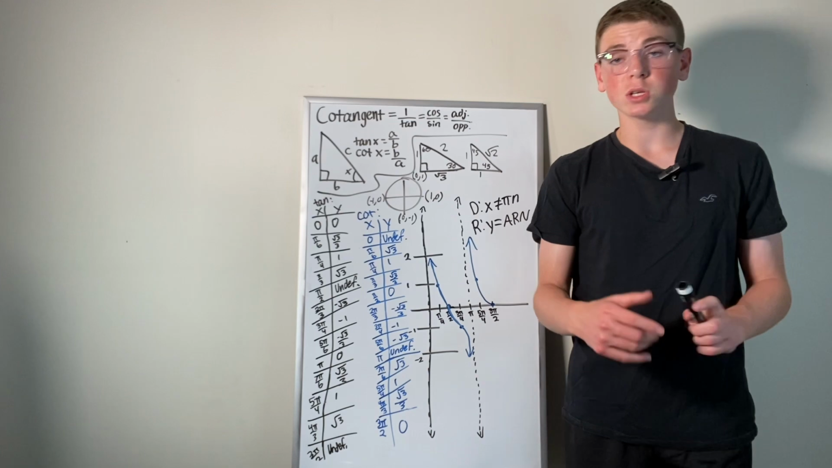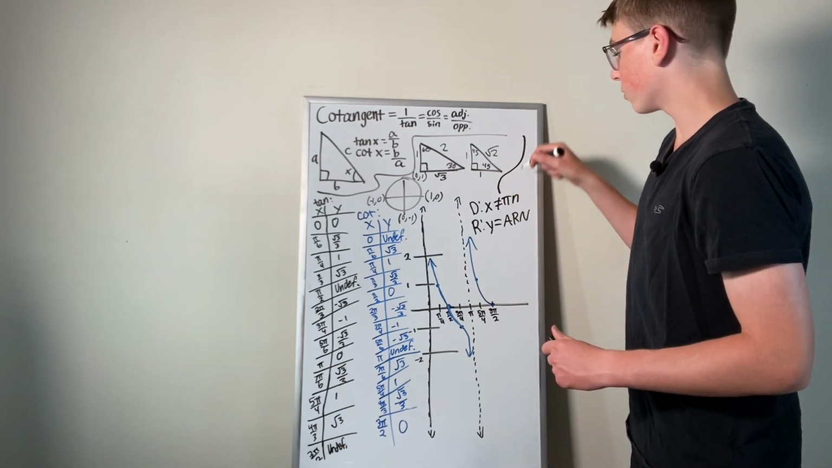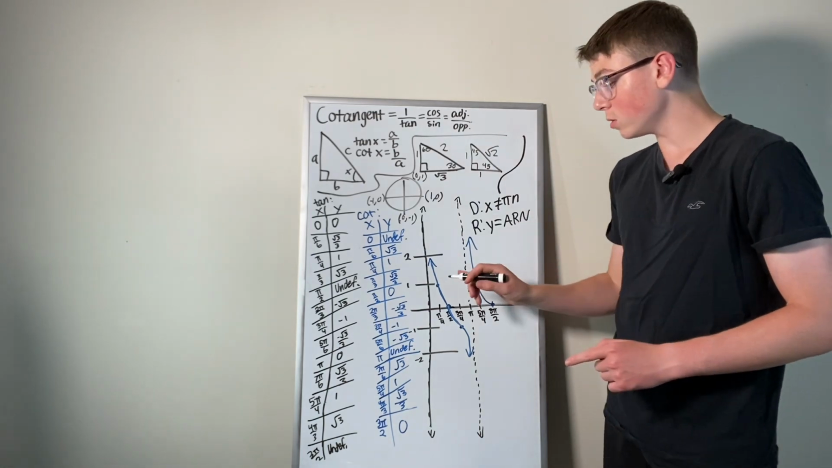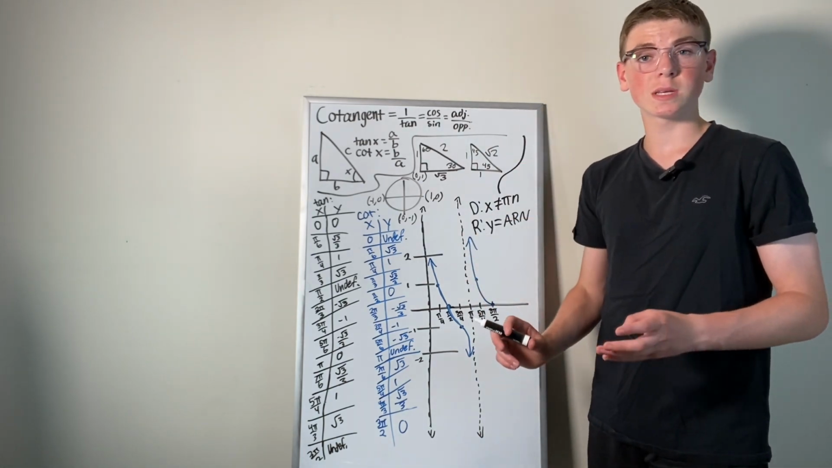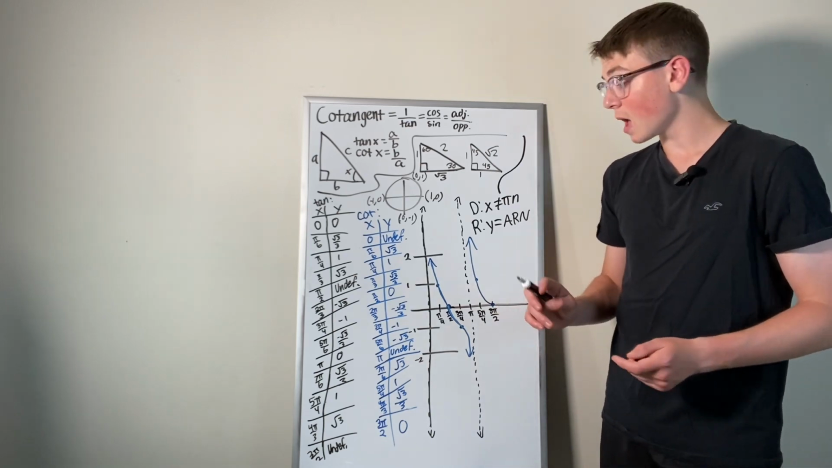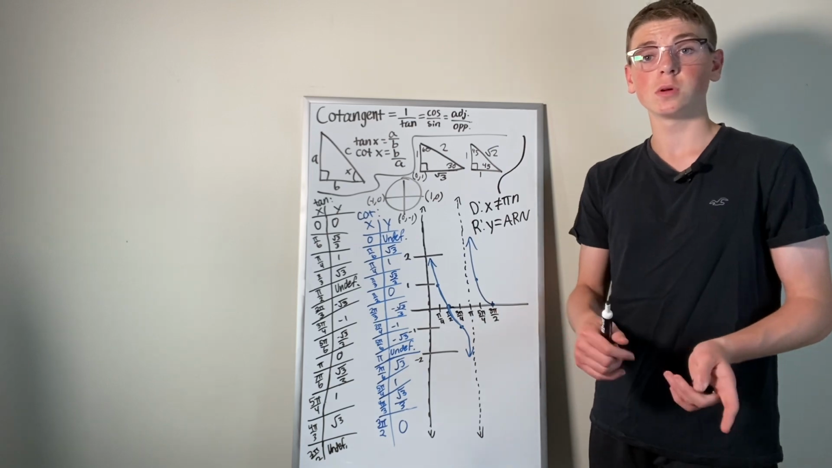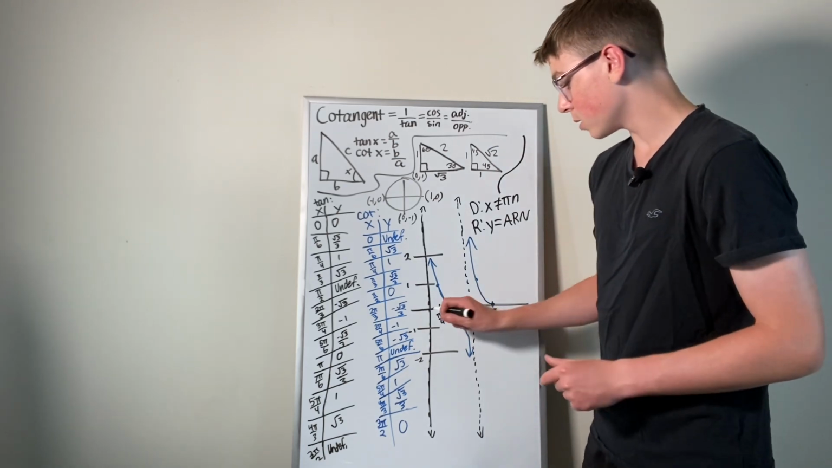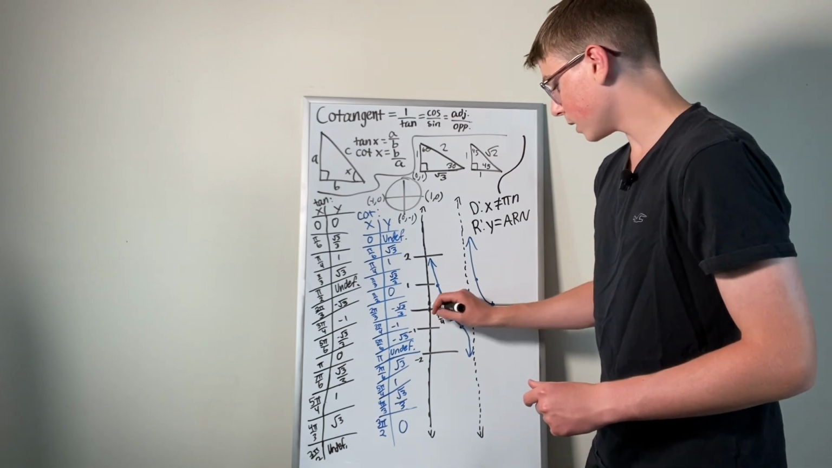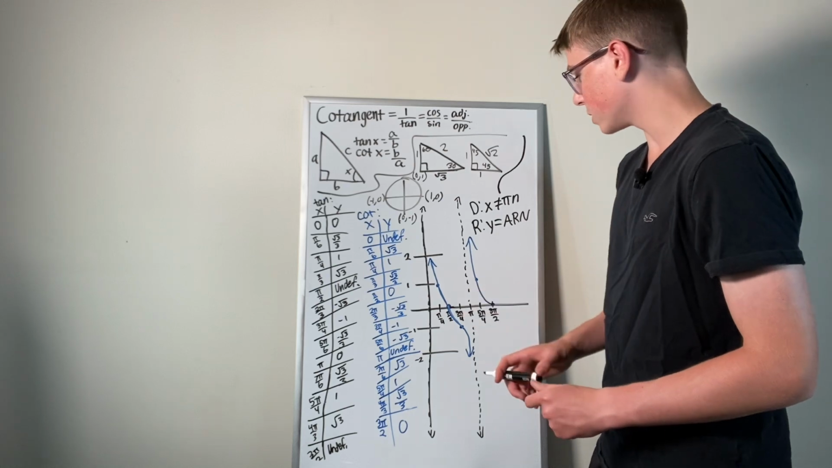If you notice, usually tangent goes in a left down, right up direction. But cotangent goes left up, right down. So it's like the negative of tangent. And you might also notice that it is shifted pi over 2 to the right. Usually when we start tangent, the point would start here, and then we'd go up and down. But we are shifted pi over 2 to the right.